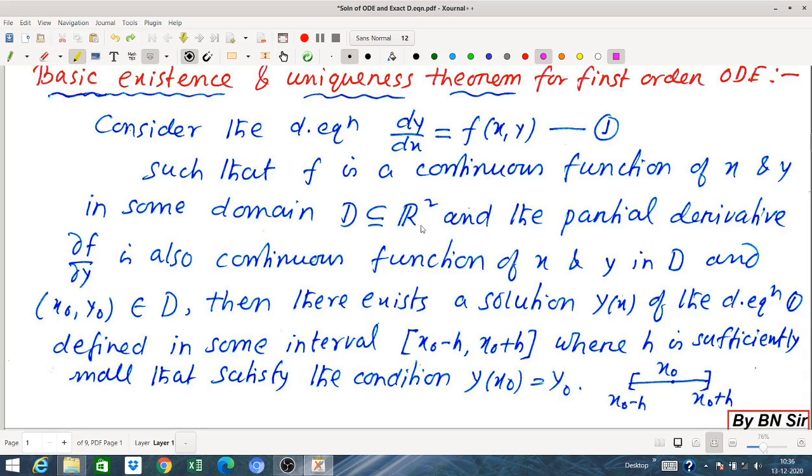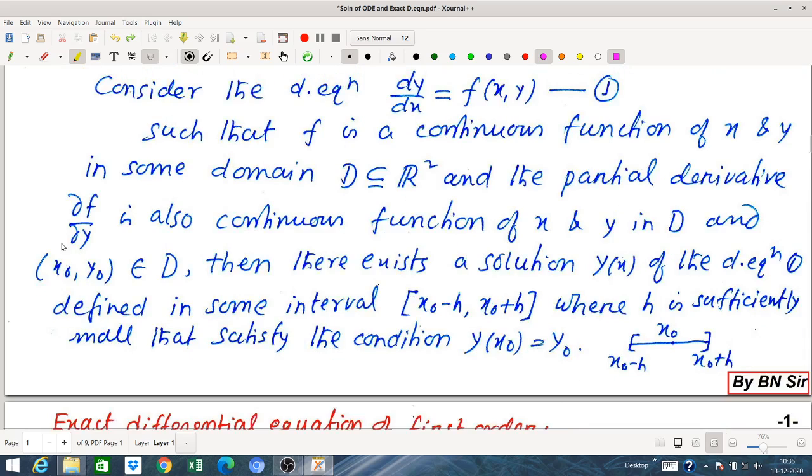R square means the xy plane here. And the partial derivative del f by del y, we know what a partial derivative is, already explained in the last class, del f by del y is also a continuous function of x and y in this domain D. And x naught, y naught is a point in this domain D. Then there exists a solution y(x), where y is a function of x, of the differential equation 1.